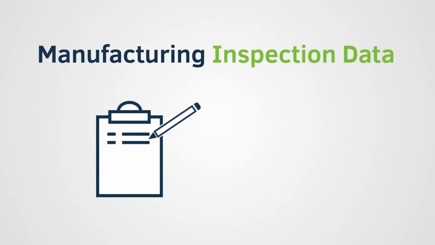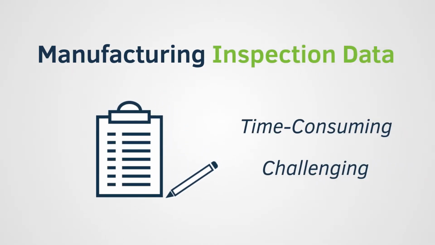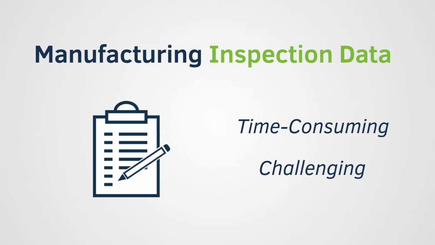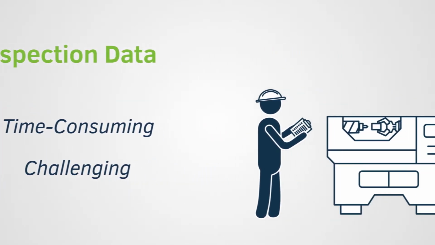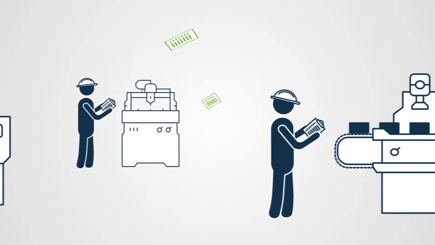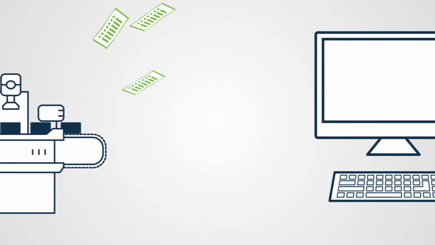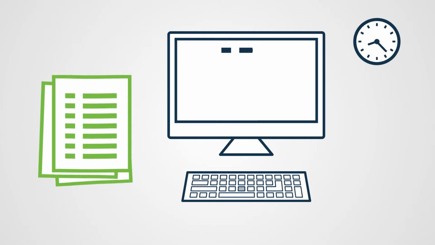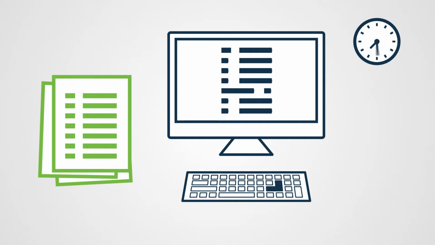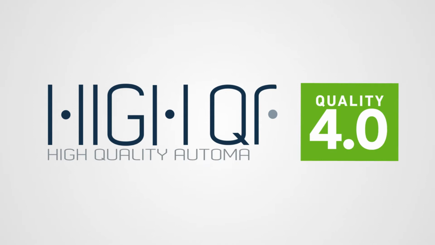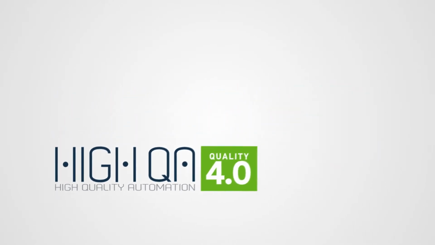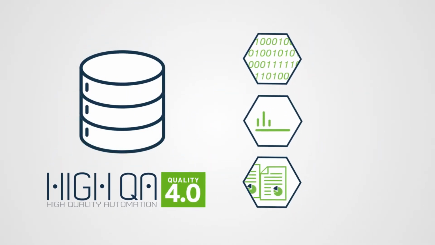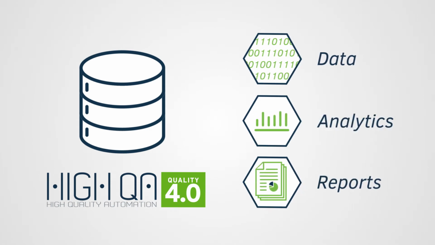Manufacturing inspection data is both time-consuming to collect and challenging to accurately analyze and report. Quality teams often waste hours chasing scattered results from inspectors and CMM operators. Even after results have been collected, this data still requires manual transcription in order to analyze or report, costing additional time and introducing potential errors. Now, there's a better way. High QA's quality management platform provides a centralized database for all of your inspection data, analytics, and reports, no matter how or when they're collected.